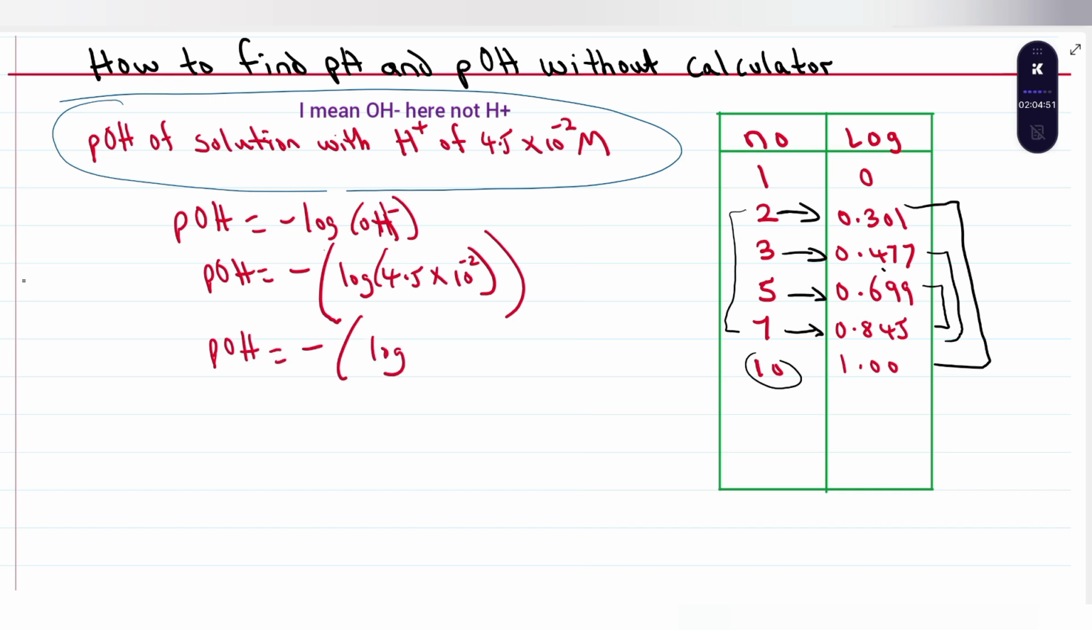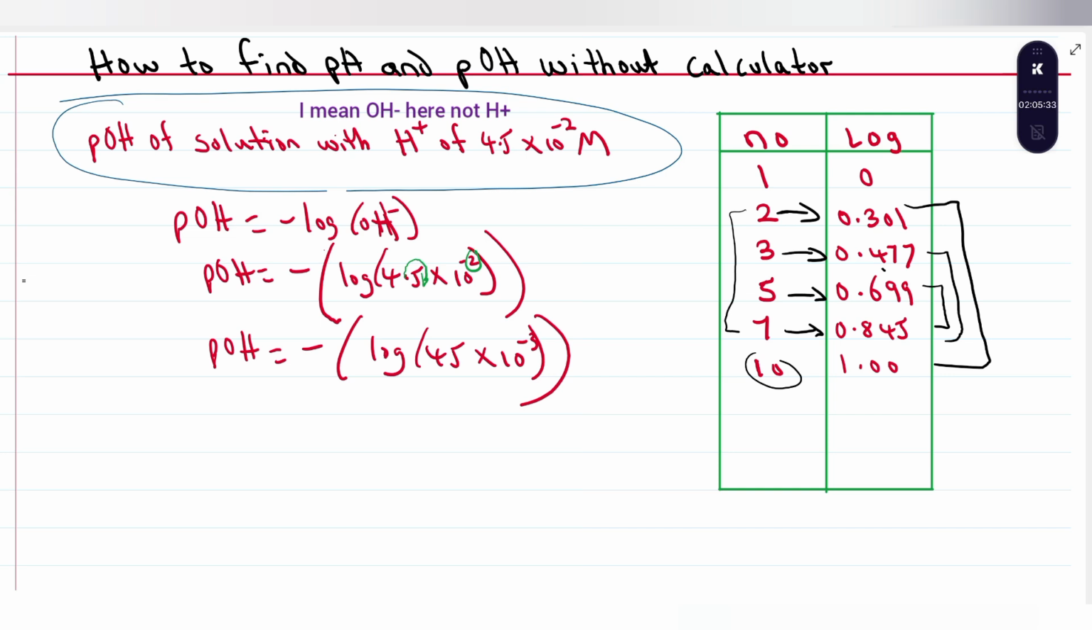We can convert this 4.5 times 10 to the power minus 2 to standard form. We have 45 times 10 to the power minus 3. Somebody may be wondering how we do this. Please note, whenever you move this decimal point backward, you have to increase the negative value here. Please note that this is if it's negative. If it's actually positive, the opposite is going to happen. I hope you understand. So you have 45 times 10 to the power minus 3. Please note you have minus 3 here.